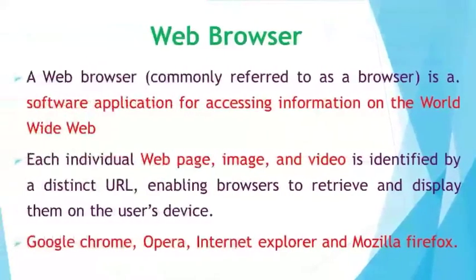Okay. What do you mean by web browser? Web browser is referred to as browser. It is a software. By using this web browser, you can access the information on the World Wide Web. You can access any type of information by using web browser. You can search many web pages, images and videos, audios, and you can download them to your computer. The most commonly used web browsers are Google Chrome, Opera, Internet Explorer, Mozilla Firefox.